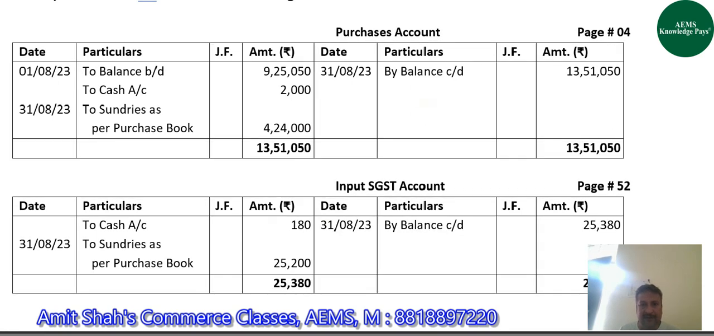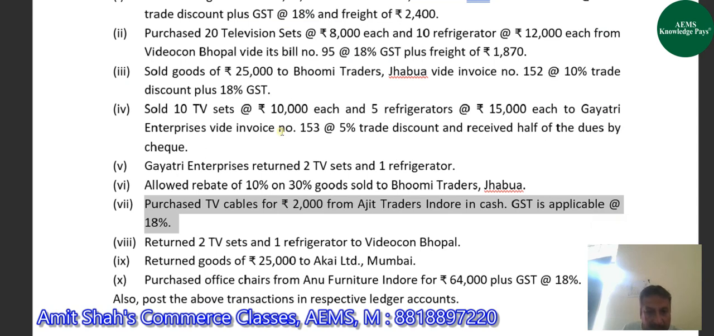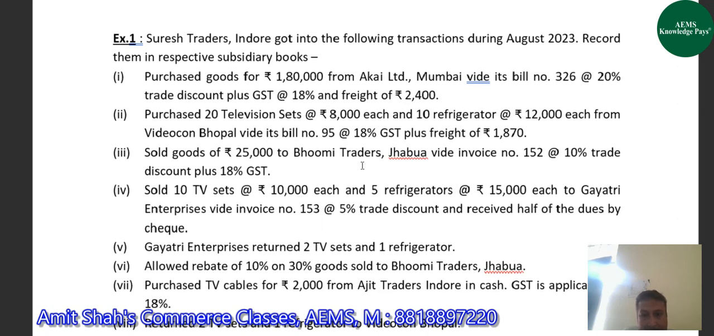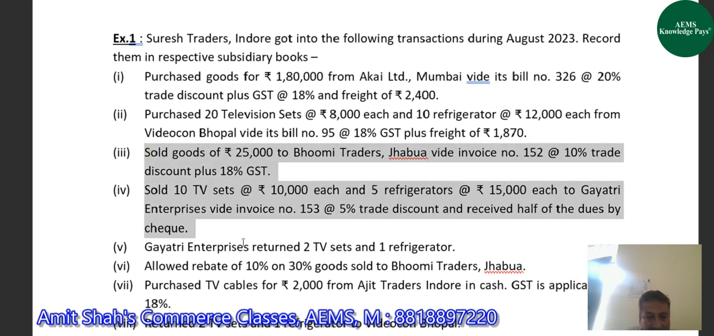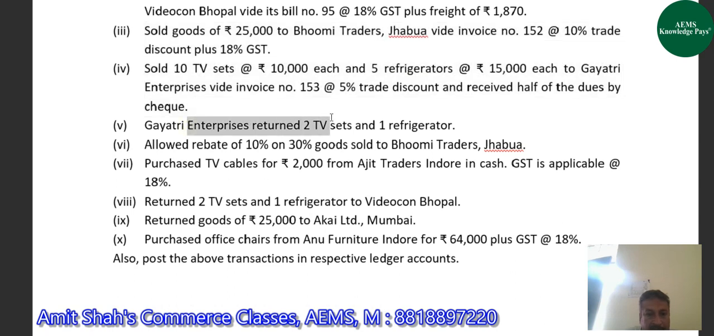Let me complete this, guys. So I think I should not have closed input CGST and SGST account. Why? Because there may be more transactions of input CGST and SGST. Let me check them here. Here we will have output. Here also we have output involved. Here also we have output.